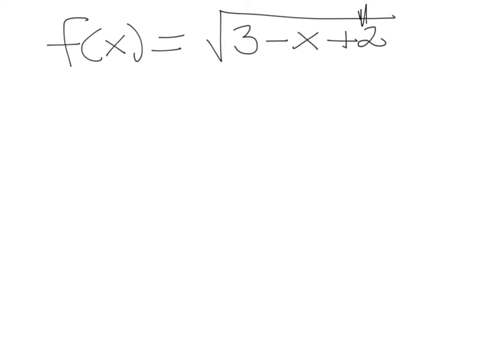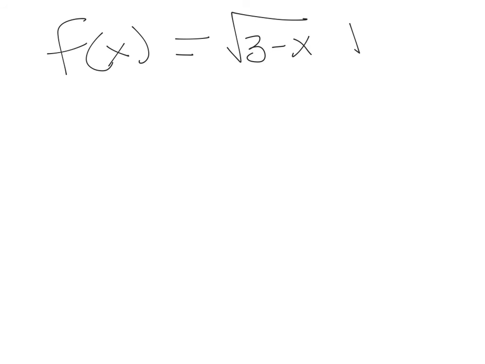Okay, so first thing is I drew this way too long. This +2 is not under the square root. So let me just scratch it off and write it one more time. F of x equals the square root of 3 minus x, plus 2.